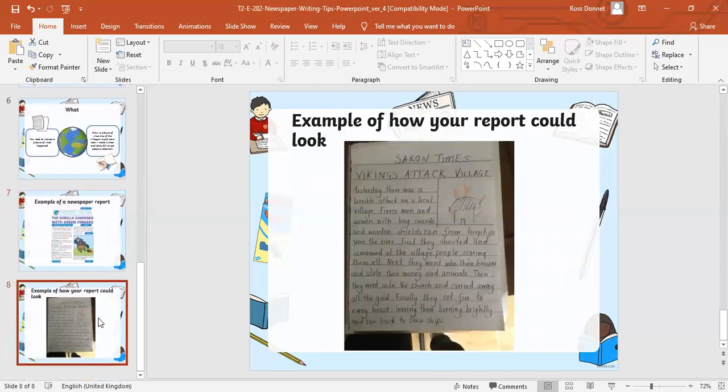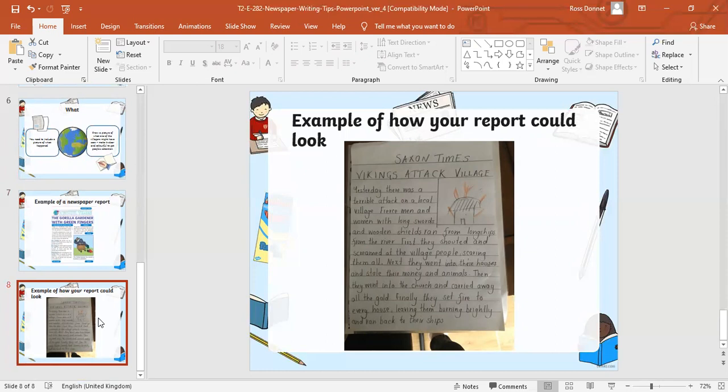Now, I've written my own newspaper report of what our Viking newspaper report could look like. So I've called my newspaper the Saxon Times, and my headline is Vikings Attack Village. And here's what I've written. Yesterday, there was a terrible attack on a local village. Fierce men and women with long swords and wooden shields ran from longships from the river.